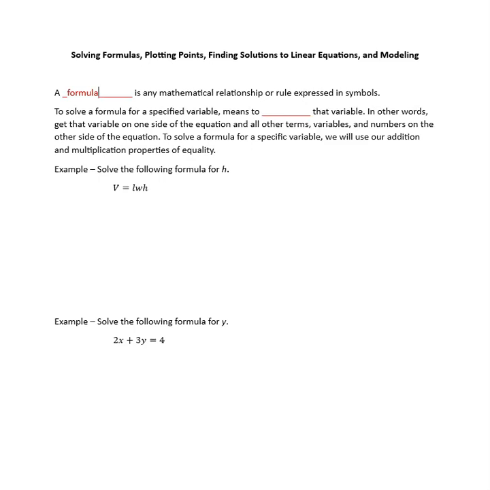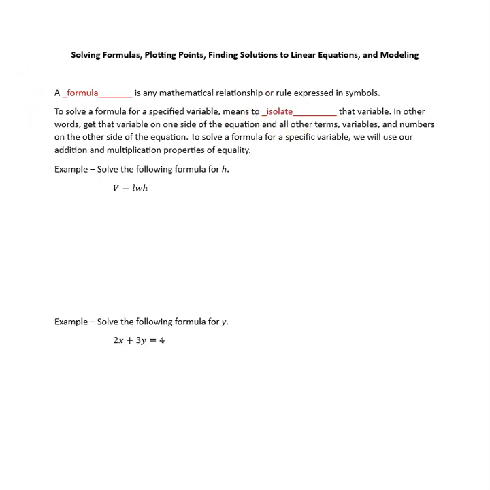To solve a formula for a specified variable means to isolate that variable. In other words, get that variable on one side of the equation and all other terms, variables, and numbers on the other side of the equation. If we look at our first example down here, we have the formula V equals LWH, and in this case, this formula is said to be solved for V because V is isolated on the left and everything else is on the right.